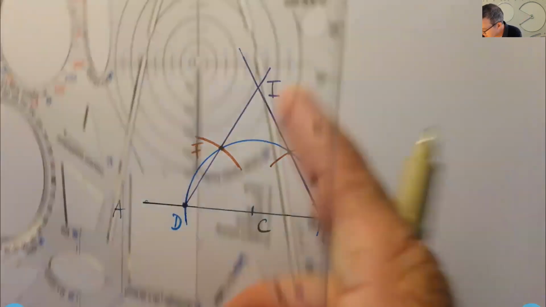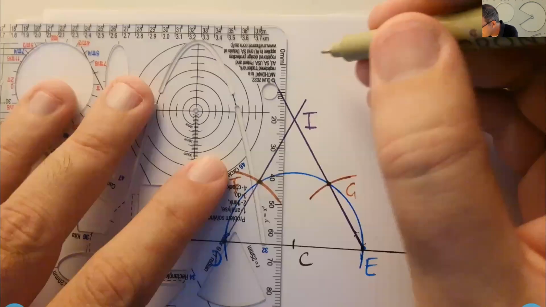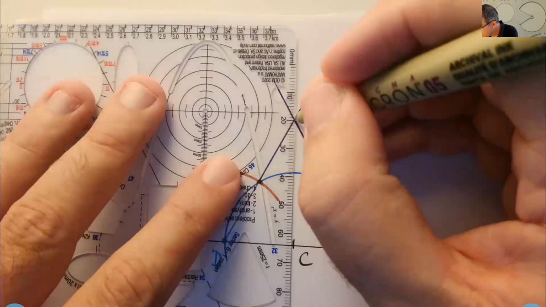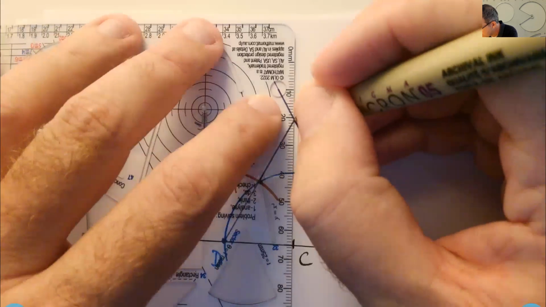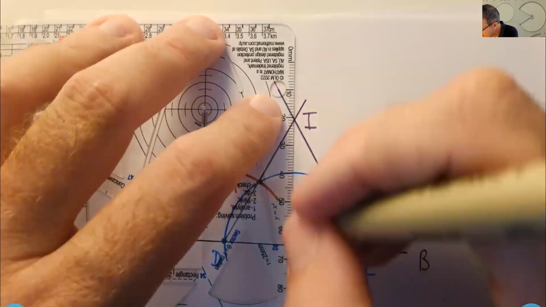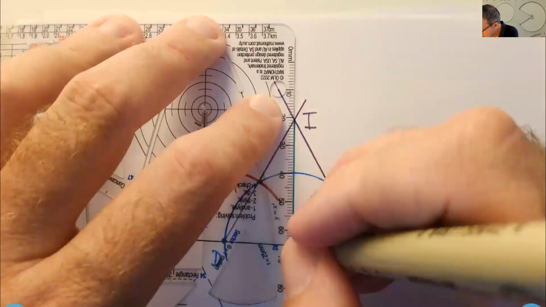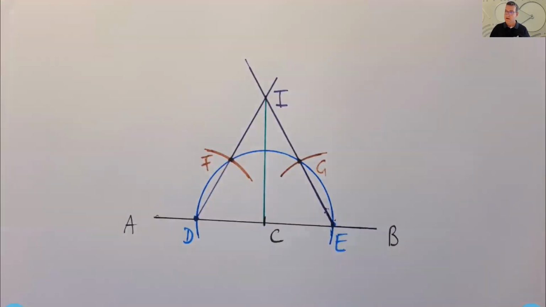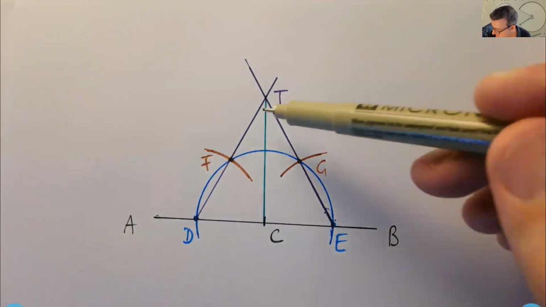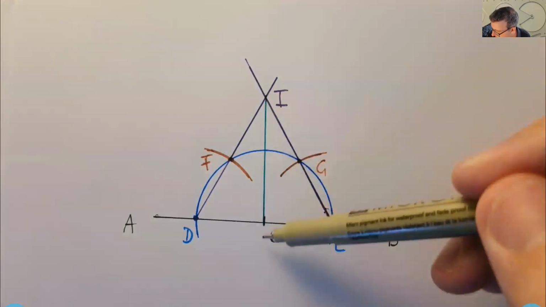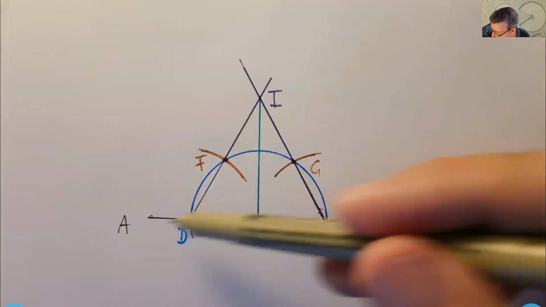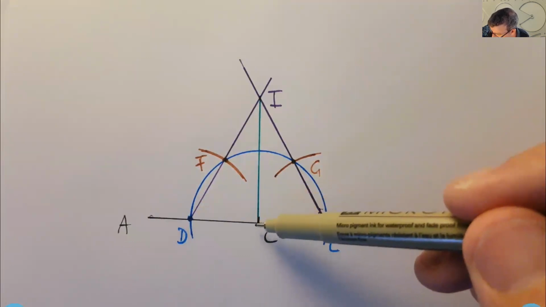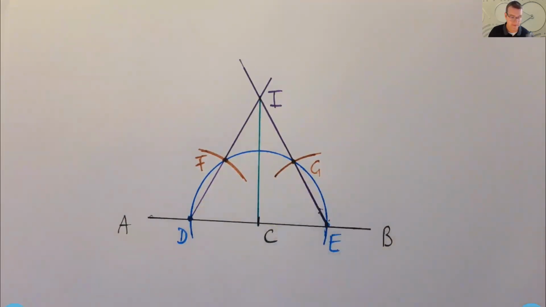All right, so using the straight edge, we can move that in there. And there we go. Okay, so this green line segment IC is perpendicular to AB and it goes through the point C.